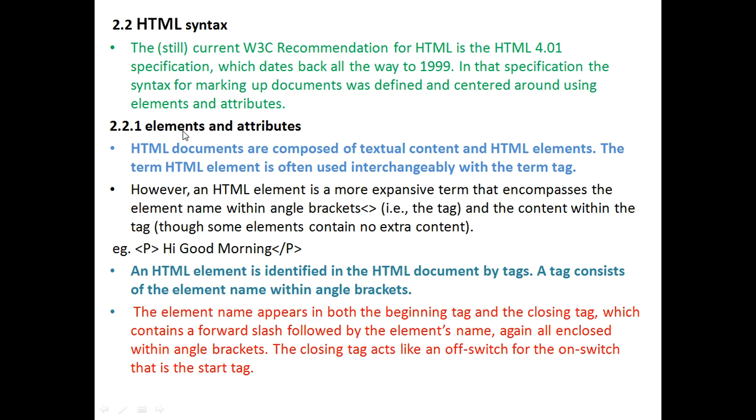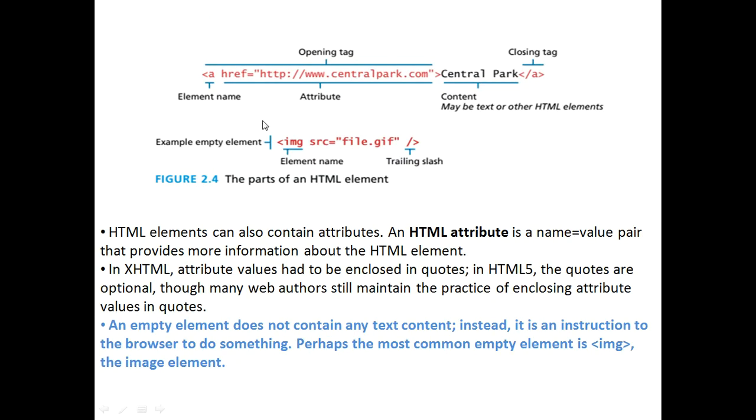Now what is the title here? Elements and attributes. We considered one more point as an attribute. You know an HTML element, we will call it a tag. How to write the tag? Everything is represented here. What about attributes? Now we will learn about attributes.